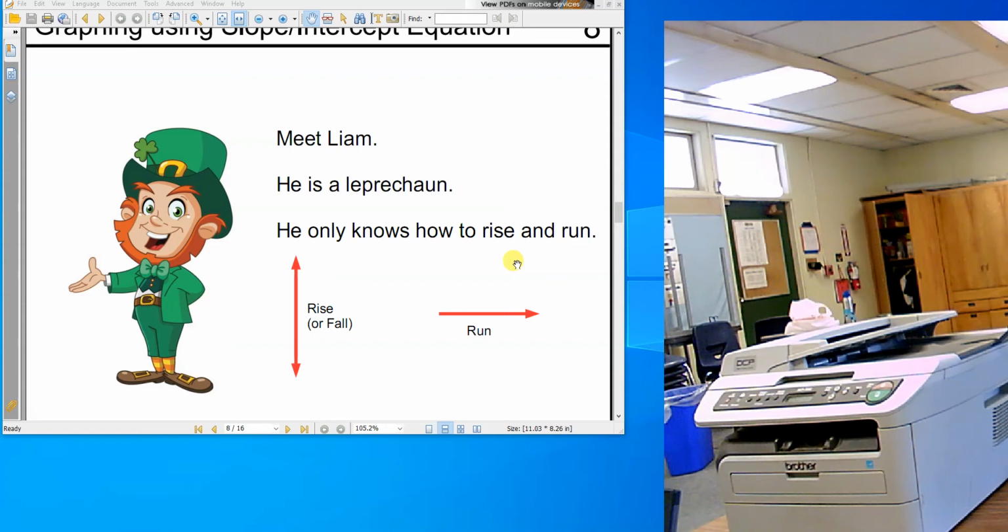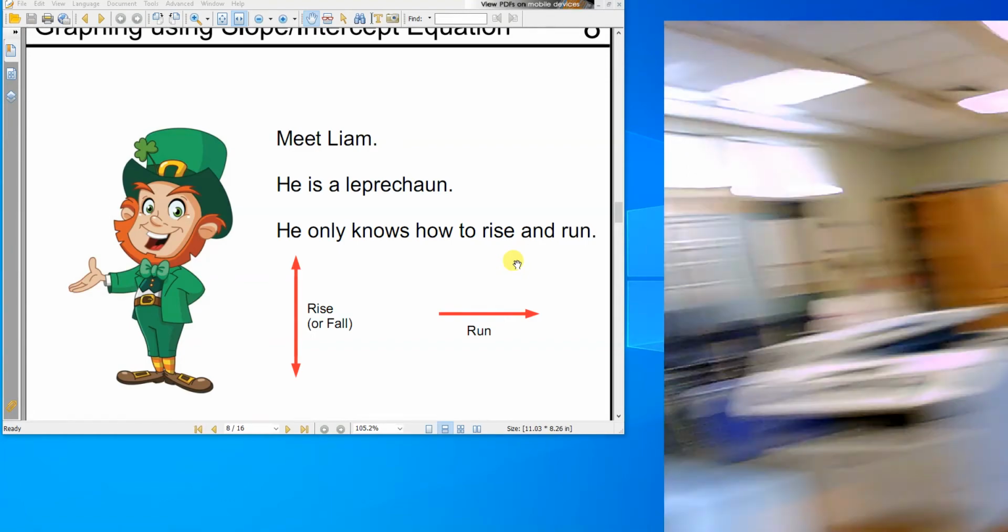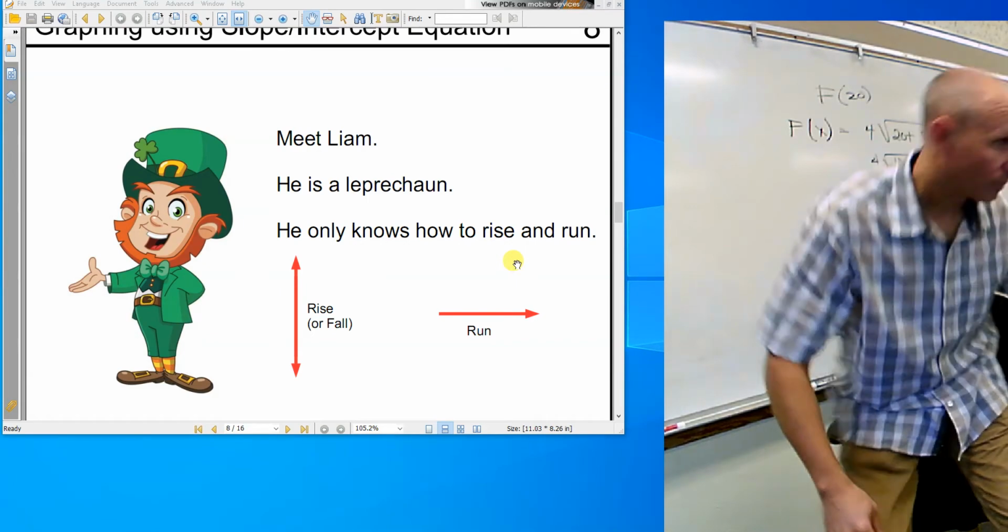That's it. That's all he knows how to do. But if you give him the right information, he will graph the line for you.